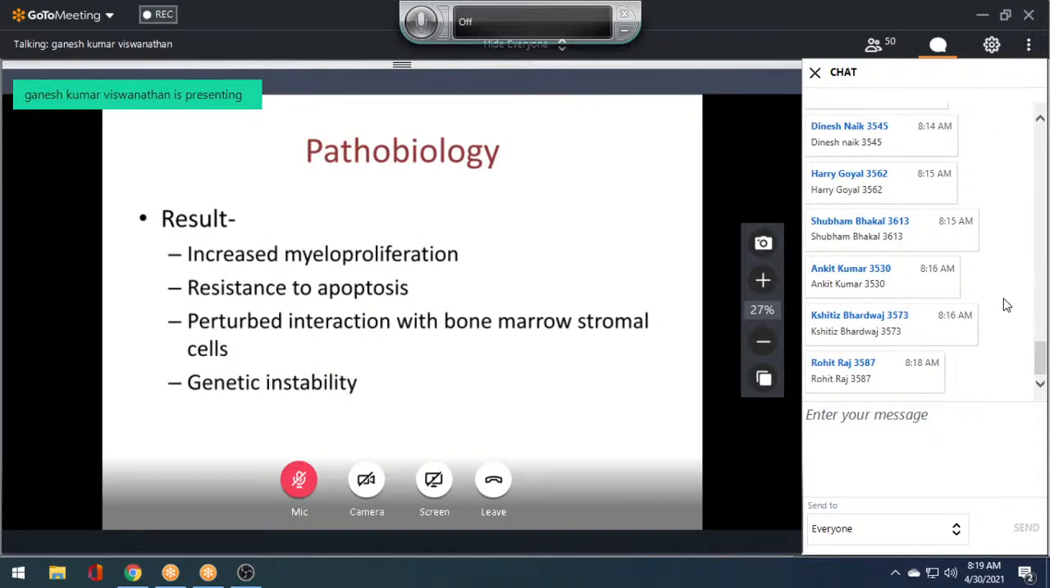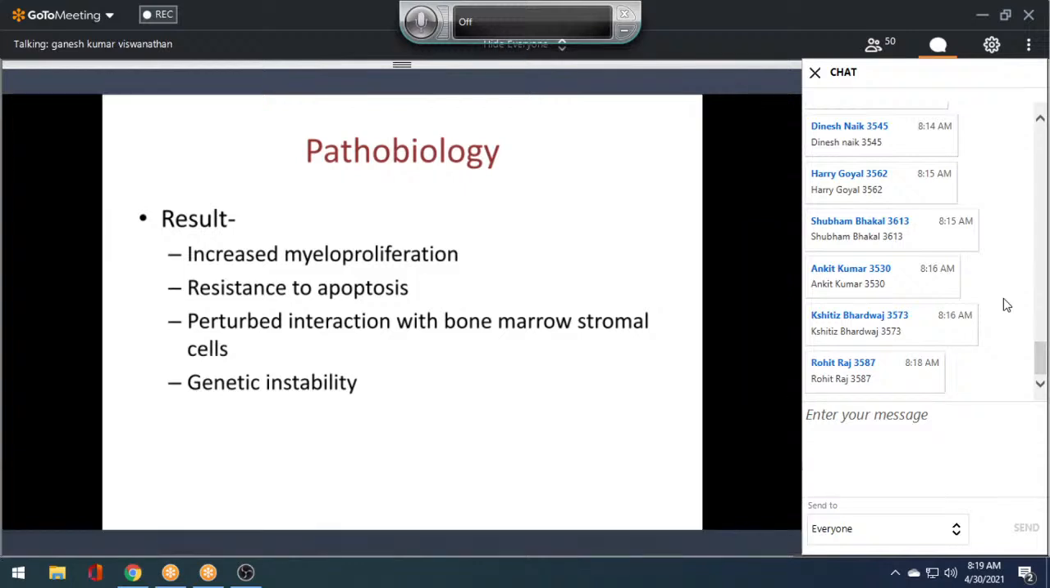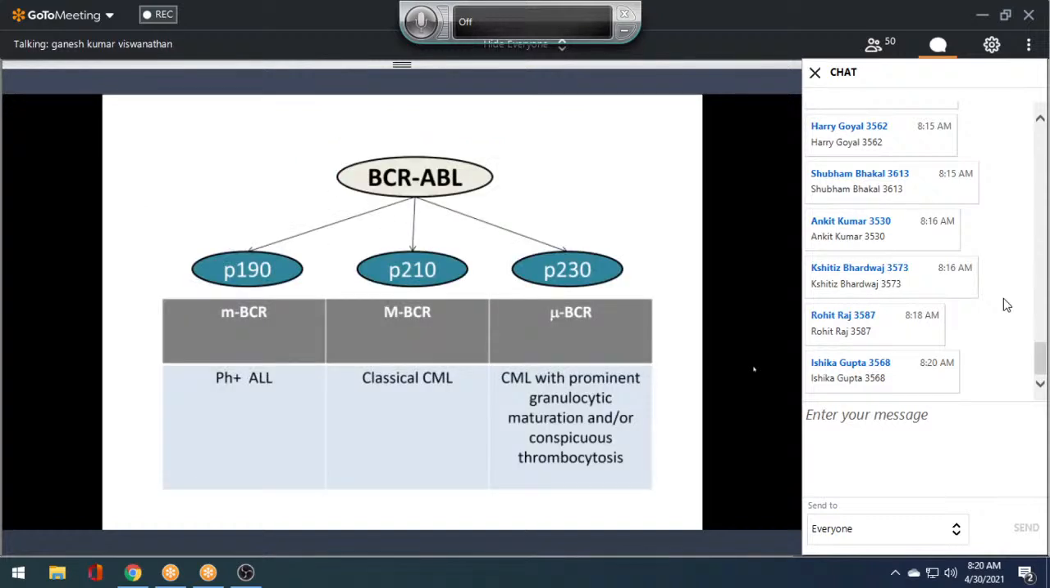This results in increased myeloproliferation, resistance to apoptosis, resulting in increased survival, and absent or perturbed interaction with the bone marrow stromal cells. Normally, the bone marrow stromal cells have a negative influence on the proliferation, but when that defective feedback is lost, there is uncontrolled proliferation, and also there is genetic instability.